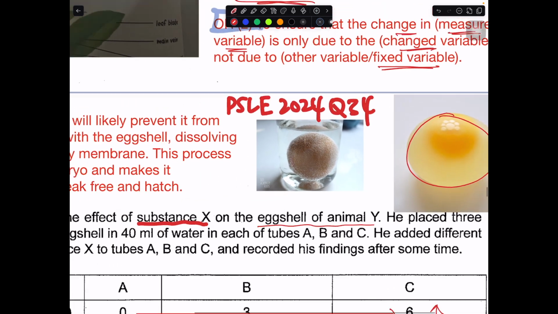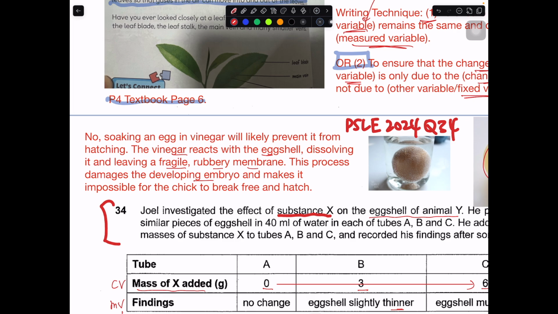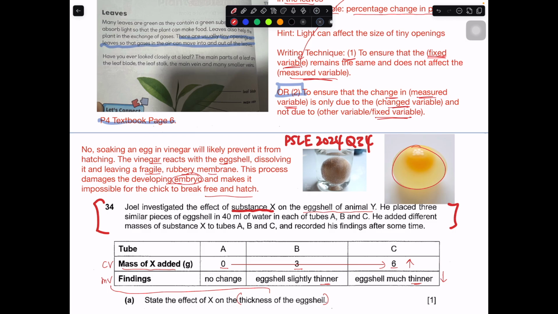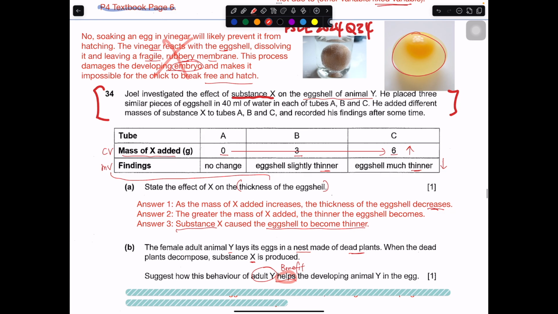Okay, so in the real world, probably this is what I'm thinking right now. So if you soak the egg inside vinegar, the vinegar will react with the eggshell, dissolving it, leaving a fragile rubbery membrane. So this process will damage the developing embryo, which is the fertilized egg, making it impossible for the chick to break free and hatch. So in this case, this egg was considered damaged, so the chick will not hatch. But in this case, you look carefully at the question. The question is really asking you for a benefit, a helpful part when you have a thinner eggshell. So you cannot use this as a reason.